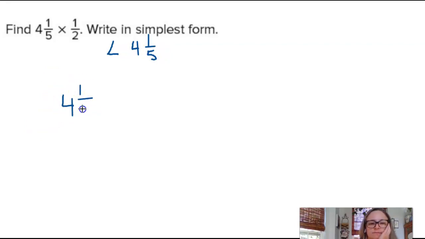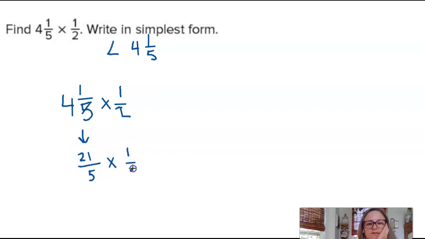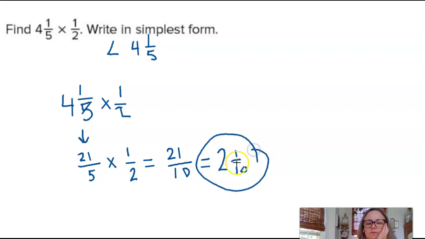4 1/5 times, okay, make this improper, and that would be 5 times 4 is 20 plus 1 make 21 over 5 times 1/2. Let's times across. 21 times 1 is 21, and 5 times 2 is 10. Now you have to make this mixed number. How many 10s into 21? 2, and we have 1/10 left over. And we know this is in lowest terms because 1 is in the numerator. And I compared to, I knew it's going to be less than 4 1/5.